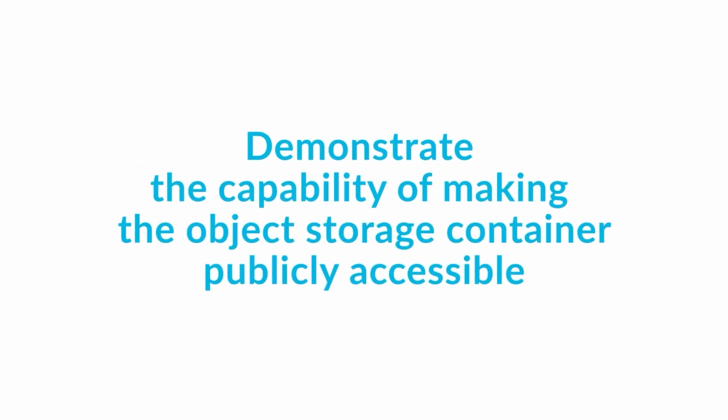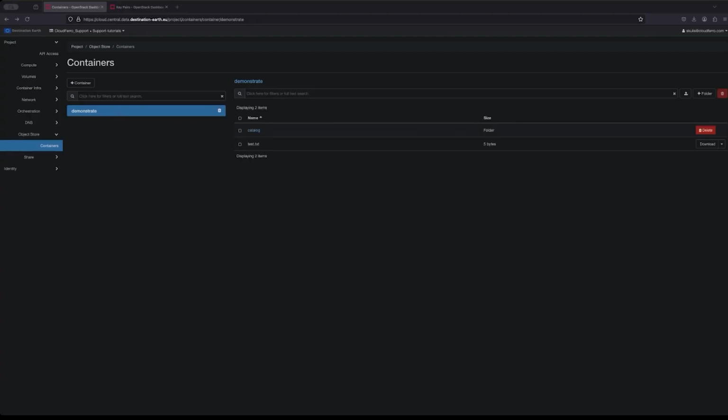Now we demonstrate the capability of making the object storage container publicly accessible. Let's select our container and select the checkbox for public access. Status changed, now we have a link. Next, click on the link. What we can see is that files uploaded previously are now listed and accessible by anyone with the link.